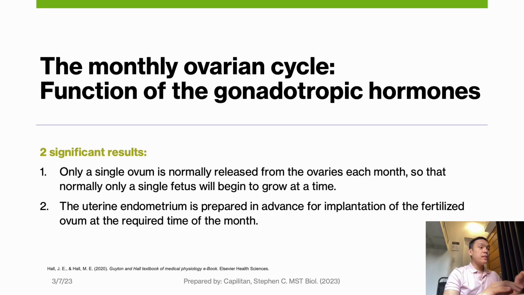During the monthly ovarian cycle, we have the function of your gonadotrophic hormones, and we have two different significant results. Only a single ovum is normally released from the ovaries each month, so that normally only a single fetus will begin to grow at a time. The uterine endometrium is prepared in advance for implantation of your fertilized ovum at the required time of the month.